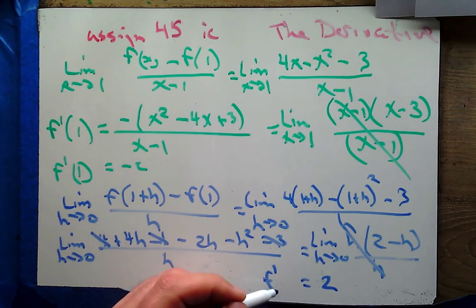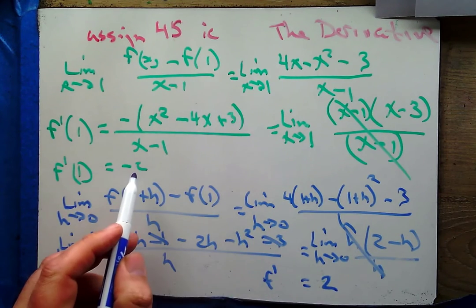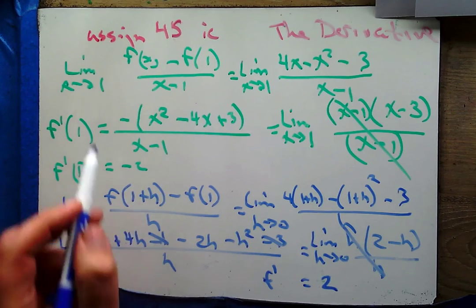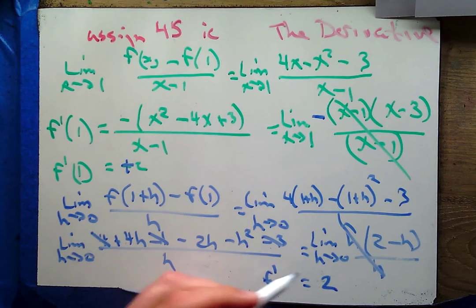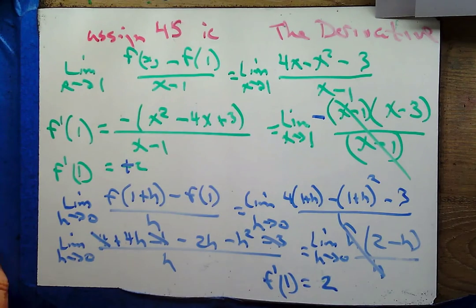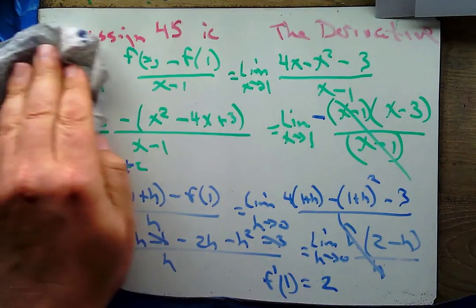So f prime of, whoa, I had a different answer here. Oh, I made a sign error earlier. So it is positive 2. Great, so f prime of 1 is positive 2. See, sometimes checking your work can be helpful. Okay, so that's question 2.